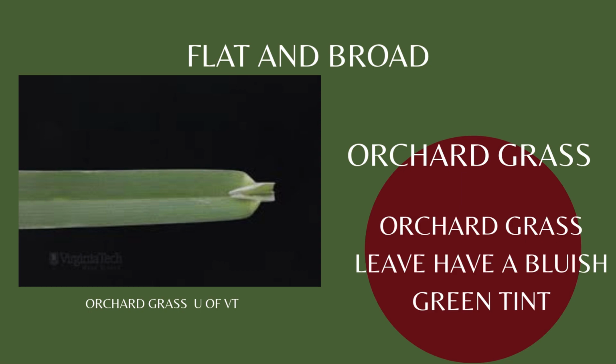When we talk about flat and broad leaf shape, we're talking about grasses that maybe when you were a kid, you grabbed a big wide leaf and you blew through it and it made a whistle. That's going to be a flat and broad leaf. Now, orchard grass has a big, fat, broad leaf and it has a little bit of a bluish tint. That bluish tint and that wide leaf is an identifying characteristic of orchard grass.